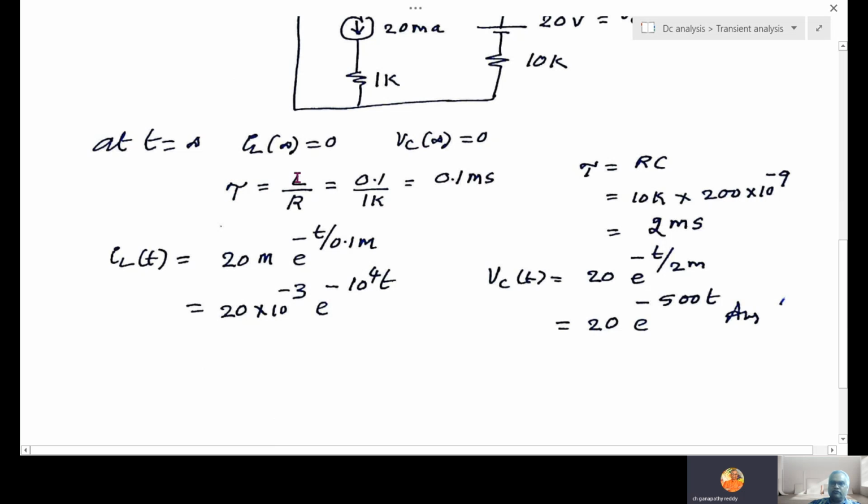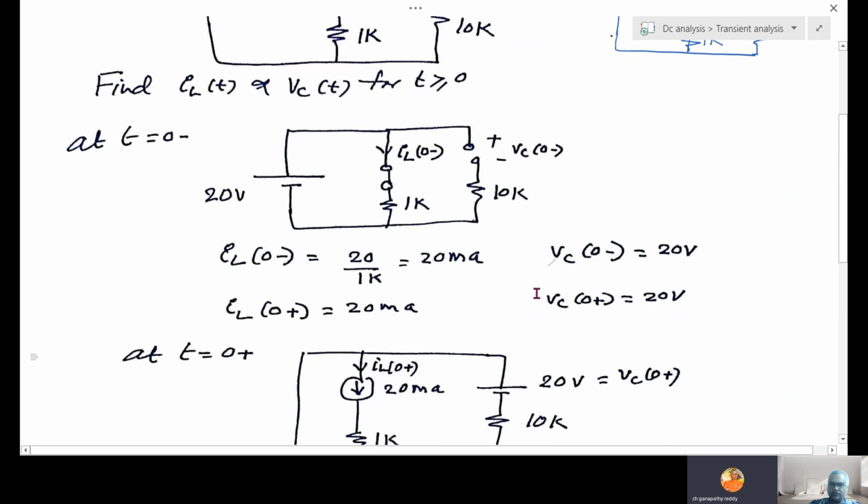Then for the RL circuit, tau is L by R. For the RC circuit, tau is R into C. Now IL(t) from initial, final and tau, you will get the expression. VC(t) also from initial, final and tau, you will get the expression. So VC(t) is independently a first order equation, and IL(t) is also independently a first order equation.